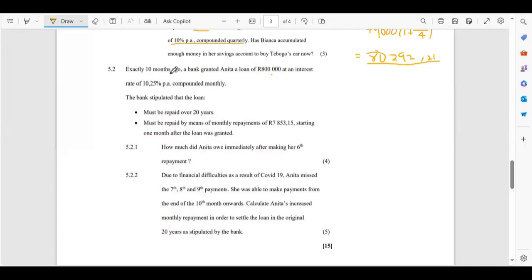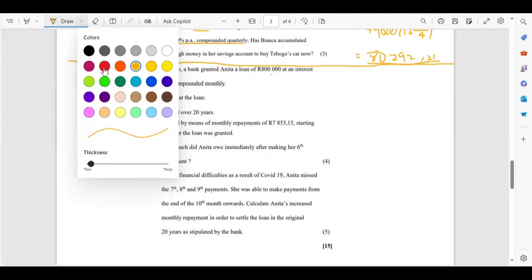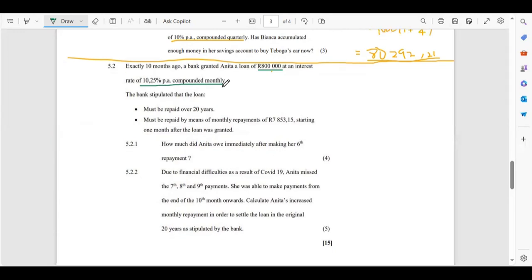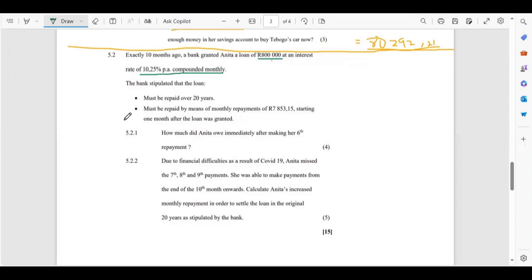Now they say exactly 10 months ago, right? Okay, let me just underline this part to show that it's separate from the above part and change the color of my marker. Now they say exactly 10 months ago, a bank granted Anita a loan of 800,000 at an interest rate of 10.25% compounded monthly. Now, what did I say with regards to loans? Always, your loans, you will make use of your present value formula.